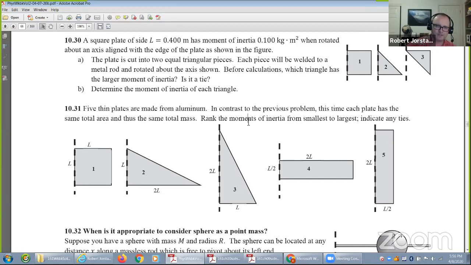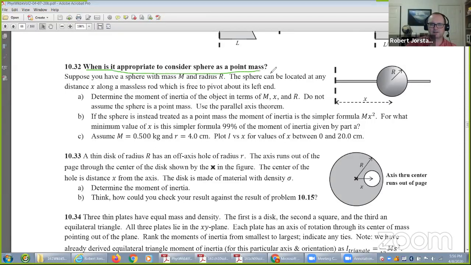A common question I get every year: when is it appropriate to consider a sphere as a point mass? You may have noticed that a lot of times we just call it a point mass. If you care, do this problem. Otherwise, on test day, if I call it a point mass, use the point mass formula. If I call it a sphere, use a sphere equation.